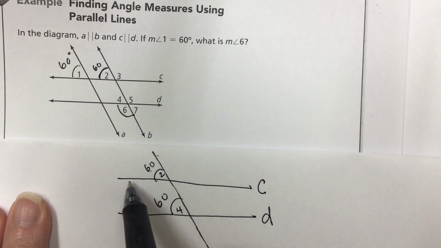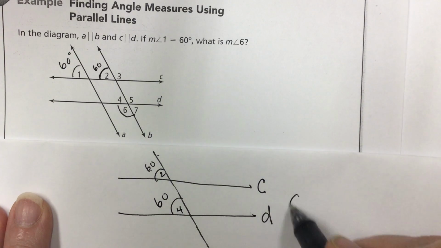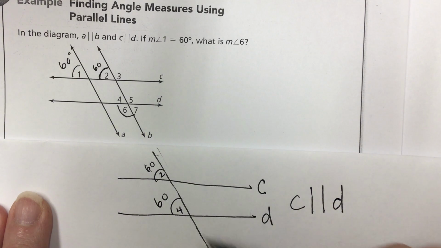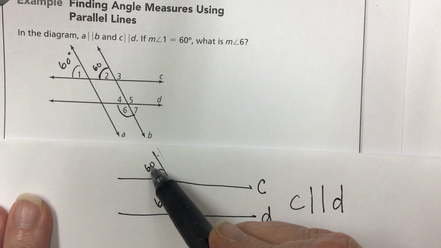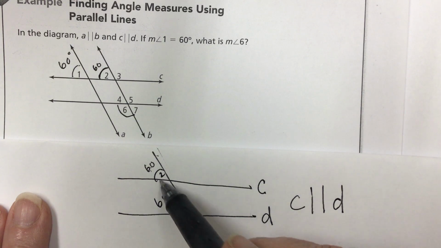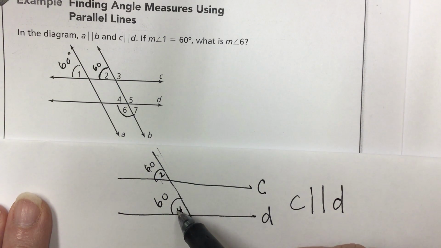I'm going to say that again. If we have lines C and D are parallel, cut by transversal B, and 2 is 60, and 2 and 4 are both on the left side of the transversal above the parallel lines, then 2 and 4 are corresponding. Corresponding angles are congruent. So if 2 is 60, then 4 is 60.